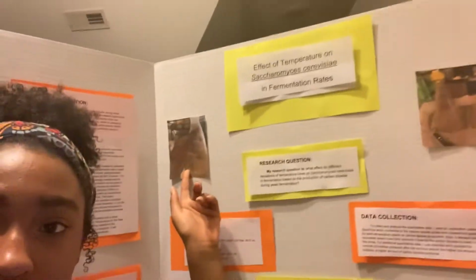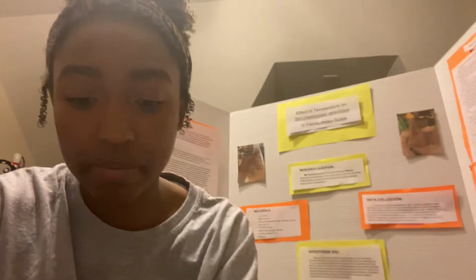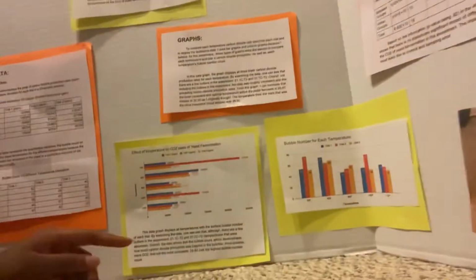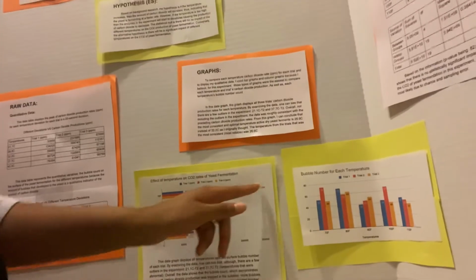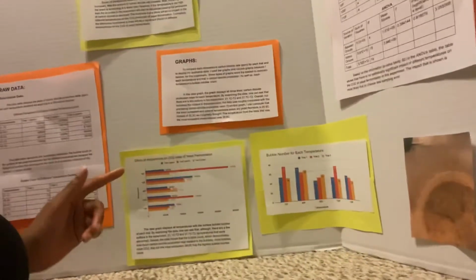Issues I found with my project: I had a heating pad that I used for every single tube, and there was a little complication. Sometimes the heating pad wouldn't work, or it would act very funny, only occasionally. If you can see in here, there is an outlier, maybe because of the heating pad as well. And this is my bubble count, and this is the effect of the carbon dioxide rates in the fermentation.